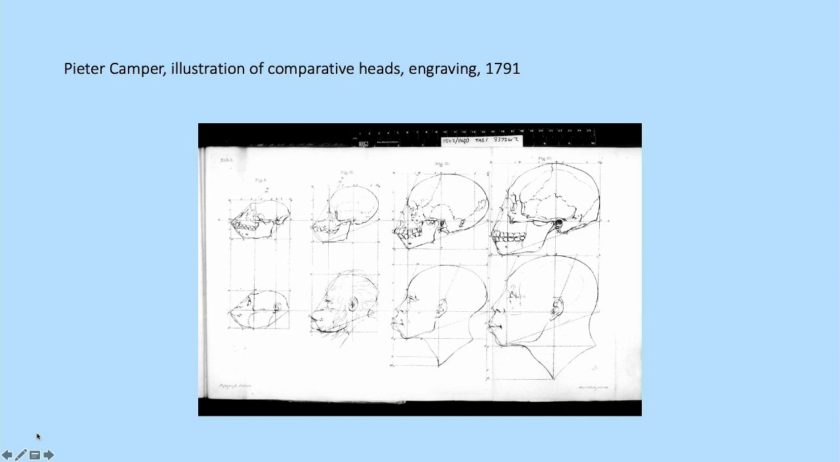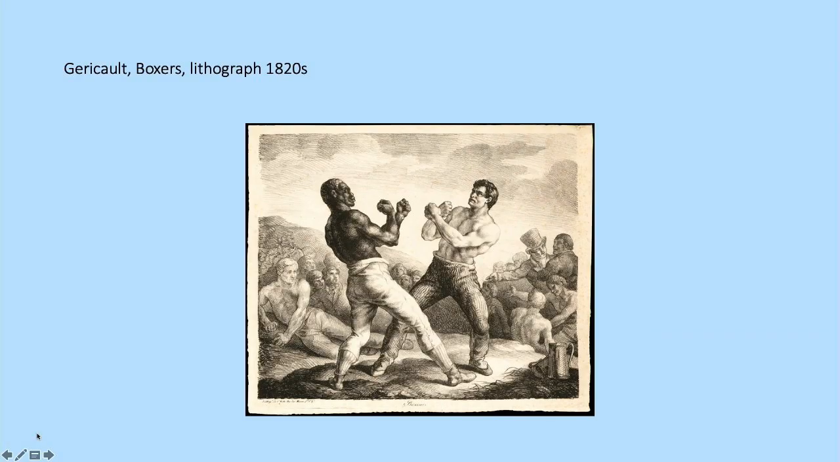Camper had received some training as a painter and specifically directed his study towards artists who, he claims, would be helped by it to represent accurately different nations and the types of humanity. Camper's dissertation, by 1794 translated into French, German, and Italian, rapidly became a standard work in art academies across Europe, and its influence can be seen most clearly in Géricault's lithograph of boxers. The white boxer has a straight Grecian profile, while the black boxer has, by contrast, a sloping forehead, the line of which continues into the lower part of the face.